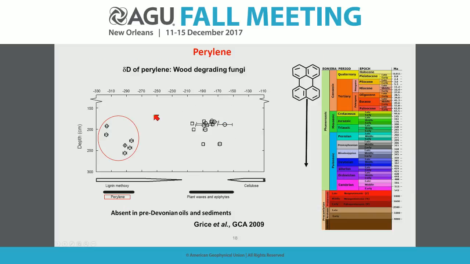And just to show you that perylene, this is some earlier work where perylene has only been shown to occur in samples which are younger than the Devonian, both sediments and oils. And the delta D composition of perylene in very recent samples supports a source from fungi which actually use wood as a source of food, and therefore the delta D composition is consistent with the delta D composition of lignin in wood.